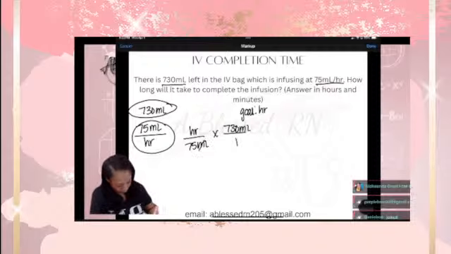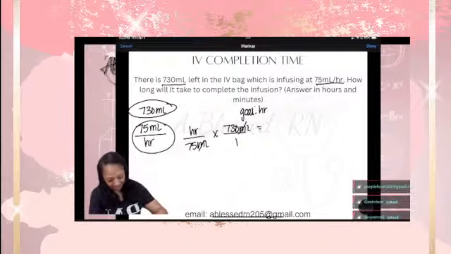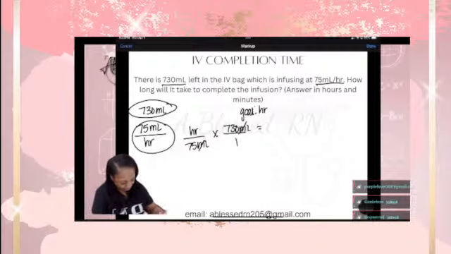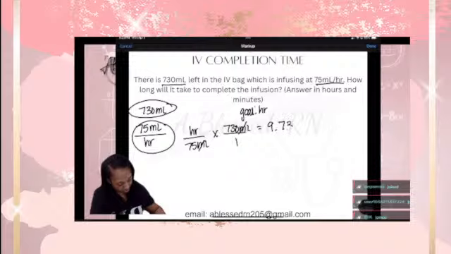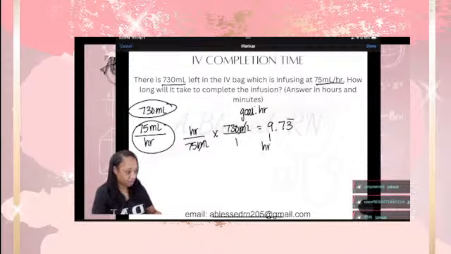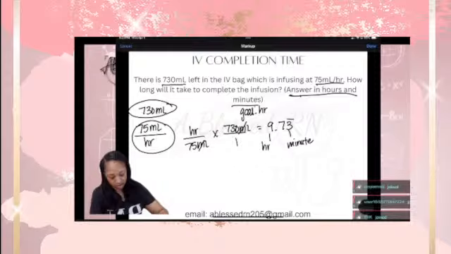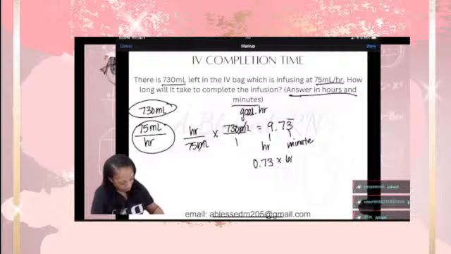Okay. All right. So milliliters cross out. I missed something. Okay, never mind. Okay, I did miss it. All right, so then milliliters is gone, and you're left with hours. So we'll do 730 divided by 75, and that is going to be 9.73 repeating. All right. So remember, we said this part is the hour part and this part is the minute part. Okay. So it tells us to answer in hours and minutes, so we'll take this part behind the decimal and we'll multiply it by 60.